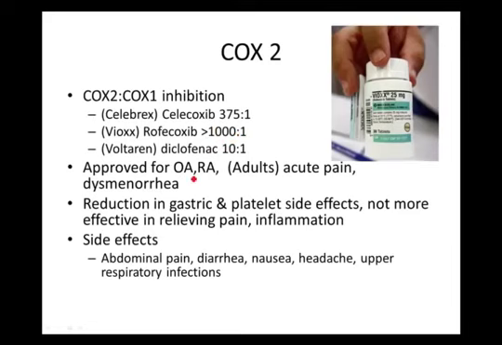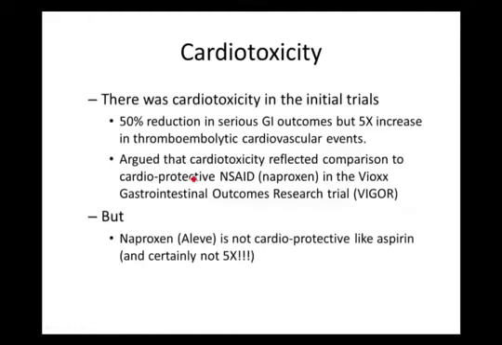Okay, and so these drugs were originally approved for osteoarthritis, rheumatoid arthritis, acute pain, cramps, and we found that there was a reduction in gastric and platelet side effects. This is great. Okay, but there was cardiotoxicity, and this cardiotoxicity was not reported in the initial trials. Okay, and so this was kind of crossing the line, so to speak. The next couple of slides has this expanded.